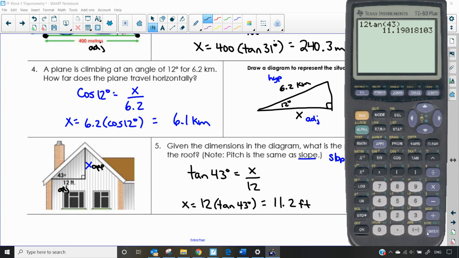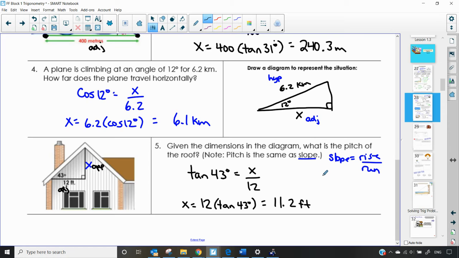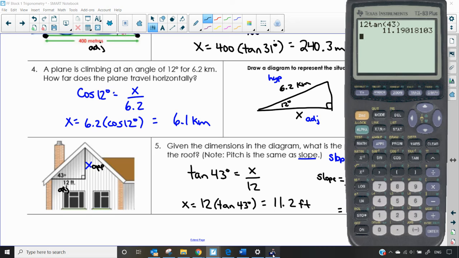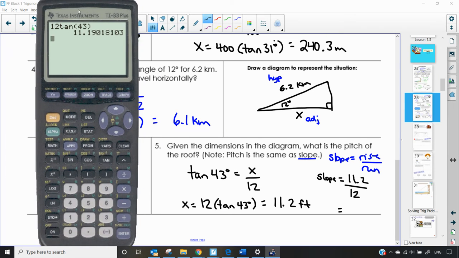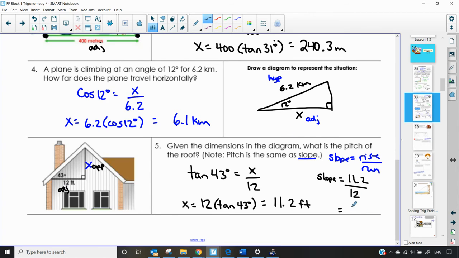So I'm rounding it to 11.2 on paper, but we still have one more step to go, and that's to find our slope. And so if you remember, slope is rise over run. So our slope, or our pitch, is going to be our rise of 11.2 divided by our run of 12. Now, I've again have it rounded as 11.2 on paper, but on my calculator, I'm going to keep it exact. So I'm just going to hit the divide button, divide by 12, gives me 0.93. So 0.93 is my pitch, and the pitch doesn't have any units.